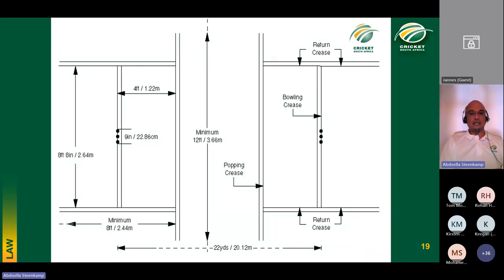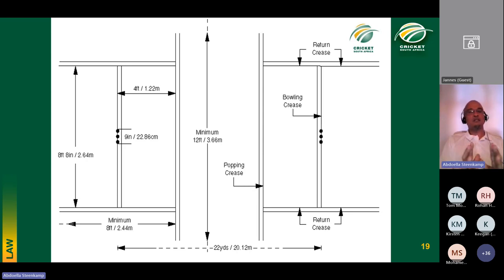So when it comes to the minimum length of the popping crease, 3.66 meters. The minimum length of the two return creases, 2.44 meters. And the exact length of the bowling crease is 2.64 meters. The length from the bowling crease up until the popping crease, so the back edge of the bowling crease up until the back edge of the popping crease, that length is 1.22 meters.